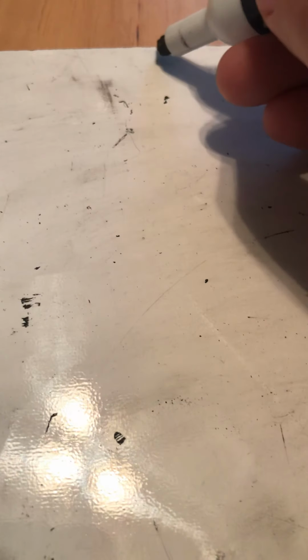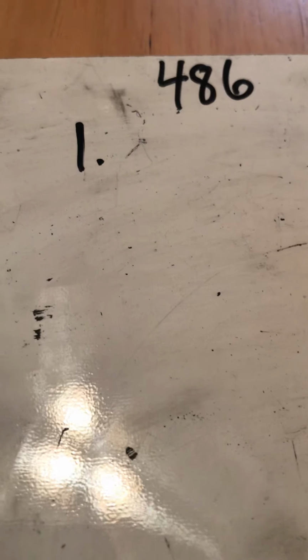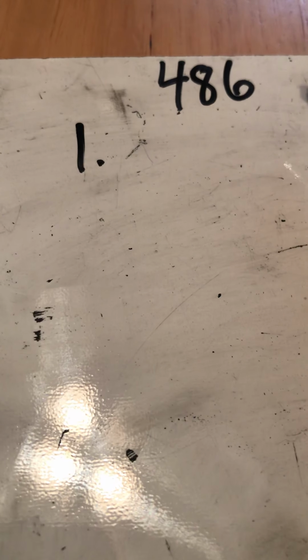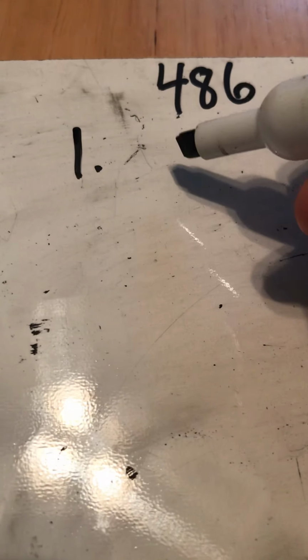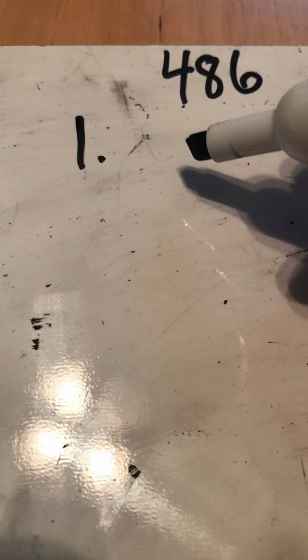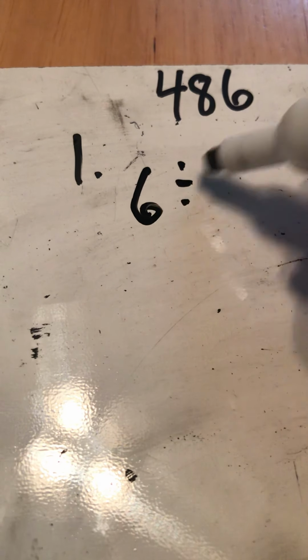That's all I'm asking. All right, we're going to start on 486. We're going to start with number 1. A dog eats a half a cup of dog food per meal. How many meals are in a 6-cup bag of dog food? We're not going to talk about how that's probably the world's smallest bag of dog food, but we are going to do 6 divided by 1/2.